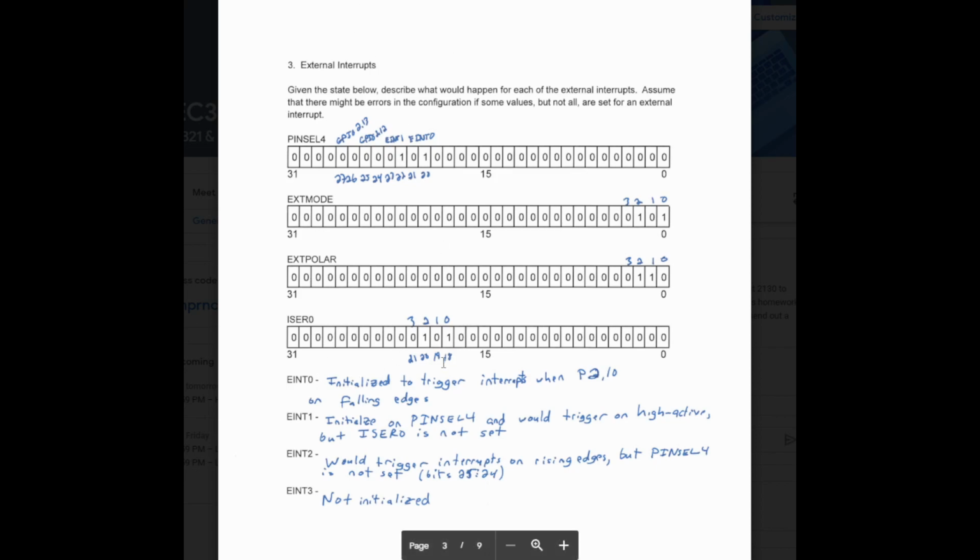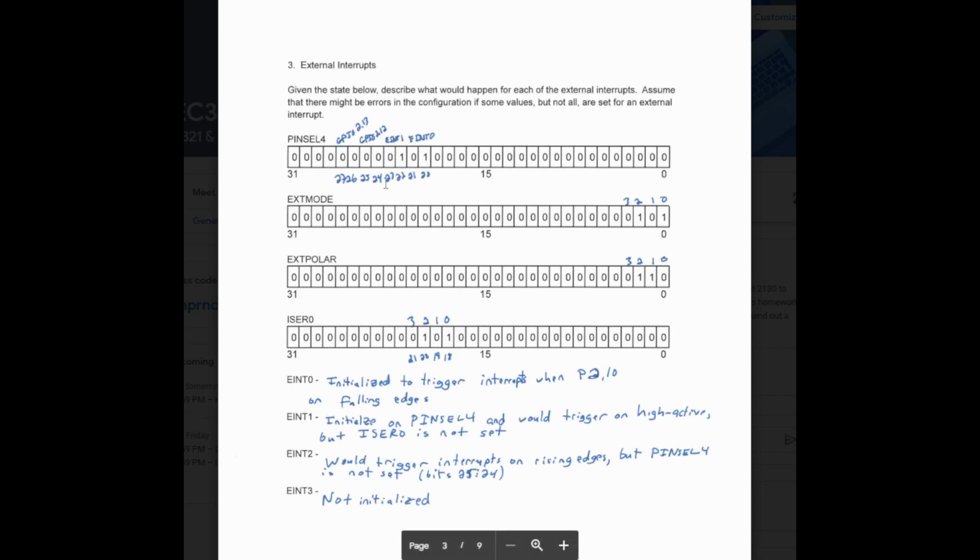So now we can describe what happens for each of those external interrupts. Again, we've just talked through them. So EINT 0 is initialized properly in PINSEL. It is set to trigger on falling edges. And it is initialized in ICER0, so it will trigger interrupts on P2.10 on falling edges.